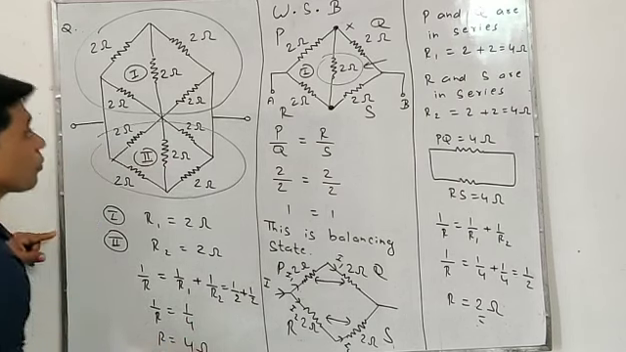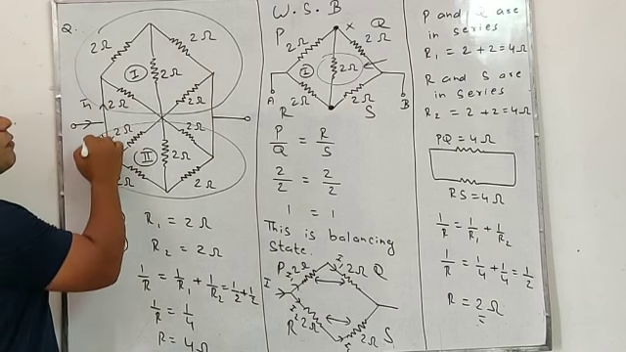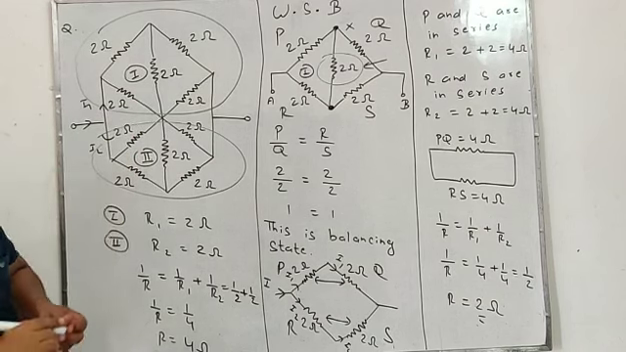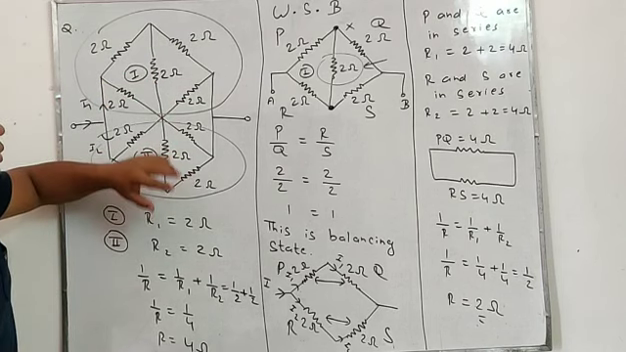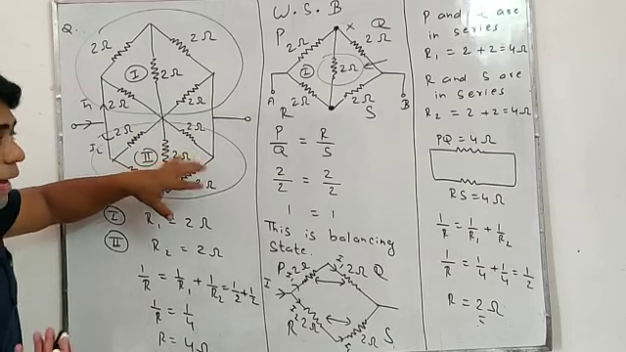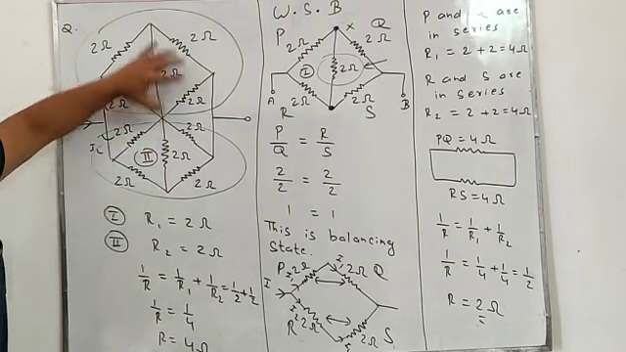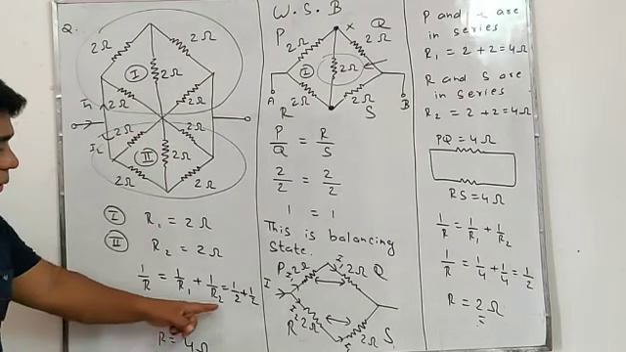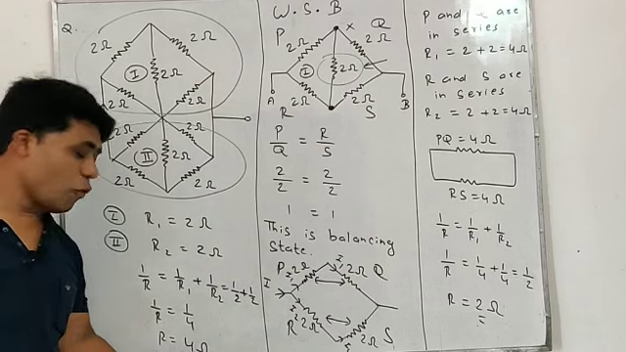Because when we flow current it divides into two parts, I1 and I2. That's why the first circuit and second circuit should be in parallel combination. The first circuit has resistance 2 ohm, the second circuit has resistance 2 ohm, as per the Wheatstone-Bridge method. So 2 and 2 are parallel, so it becomes 1 by 4 and the equivalent resistance will be 4 ohm.